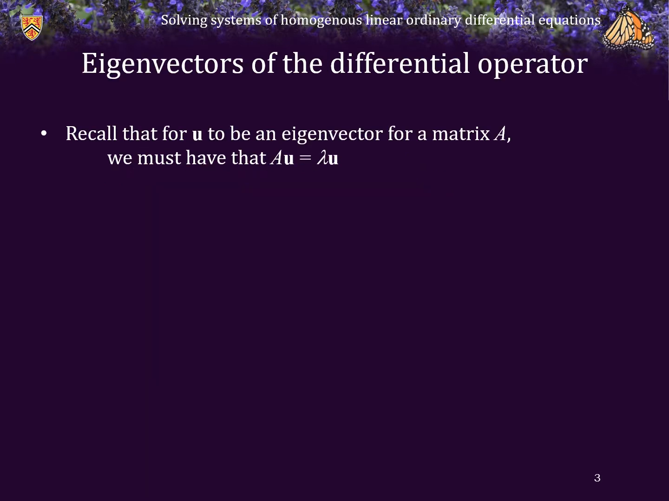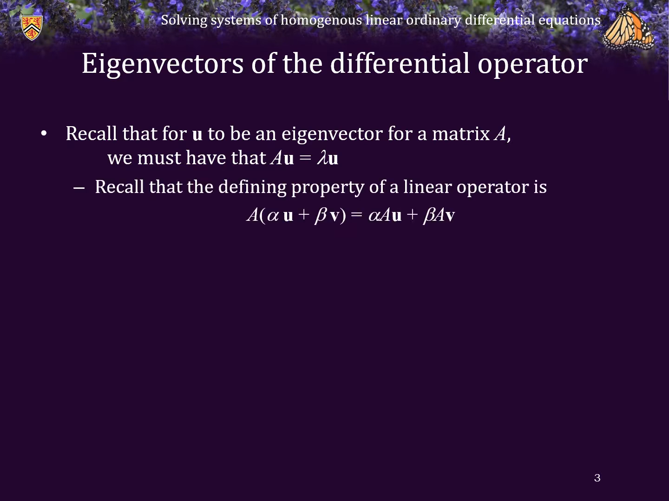Now recall that for a vector u to be an eigenvector of a matrix A, we must have that A applied to u, or A times u, is a scalar multiple of the vector u. Recall also that the defining property of a linear operator is simply that that operator applied to a linear combination of vectors is that same linear combination of the operator applied to each of the vectors individually.